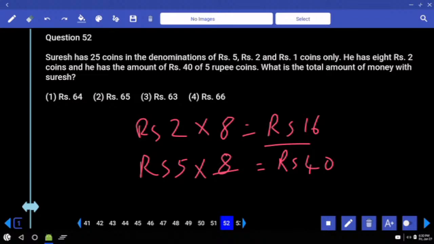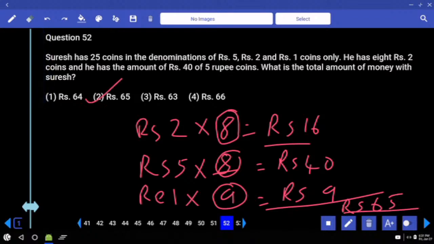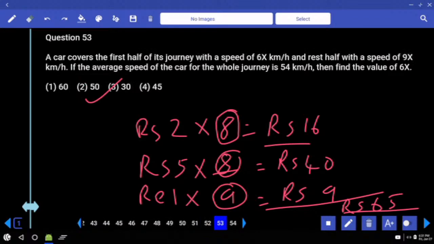Now what is the total amount of money with Suresh? He says Suresh has 25 coins. Already 8 two-rupee coins and 8 five-rupee coins. So how many 1 rupee coins is he going to have? 9 coins. Yes or no? This equals what? Rupees 9. So if you add up, the answer is 65. Rupees 65 is the answer. That's it. It's a very easy question. There's nothing much to discuss here. It's a straightforward question, with not much calculation involved. Shall we go to the next question? Yes or no? Right. 53rd.